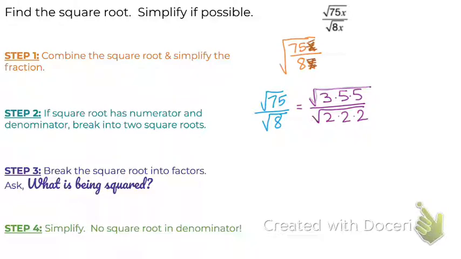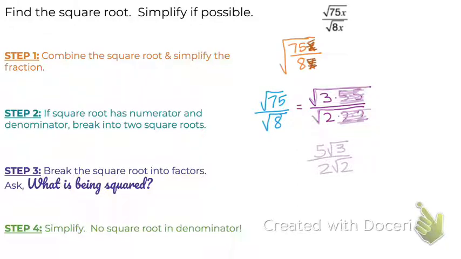So in my numerator, I see 5 times 5. That's 5 squared. So 5 is being squared in my numerator, but there's just one 3, so I need to leave that under the square root. And the same for my denominator. 2 times 2 is 2 squared. So 2 is being squared. But there's only one 2 left, so I need to leave that one 2 under my denominator.